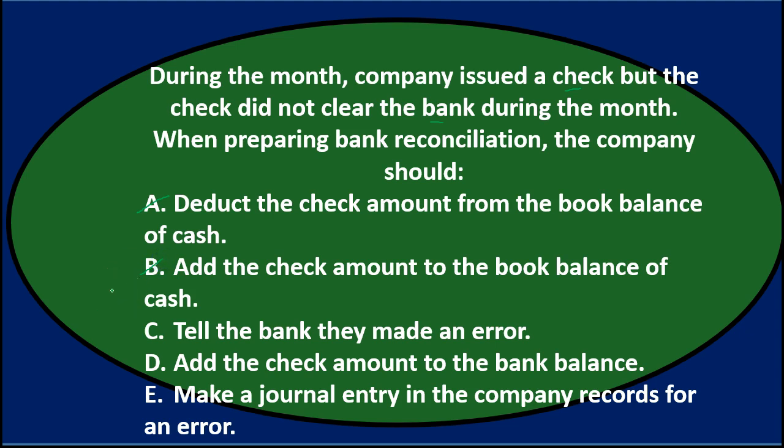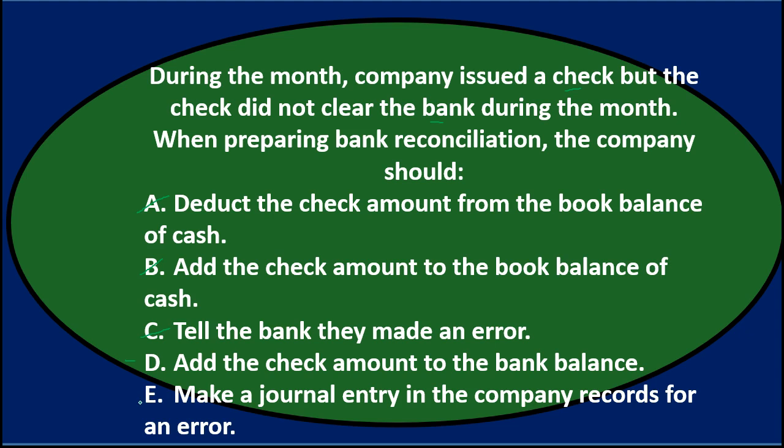C says tell the bank they made an error. And the bank didn't really make an error, they just don't know yet. It's just a timing difference. Once they know, then they're going to record the check on their side. It'll happen the next month. So it's not really C. D says add the check amount to the bank balance. And that seems like what we're going to do when we think about our bank reconciliation. The bank balance is going to have to go up. So I think that's going to be it, but let's read E. Make a journal entry in the company records for an error.